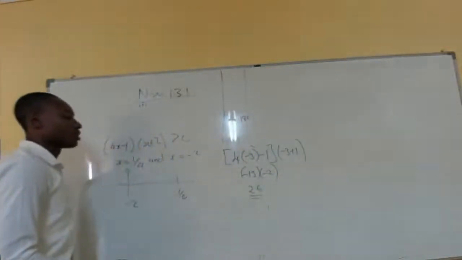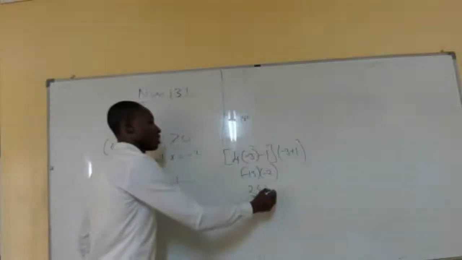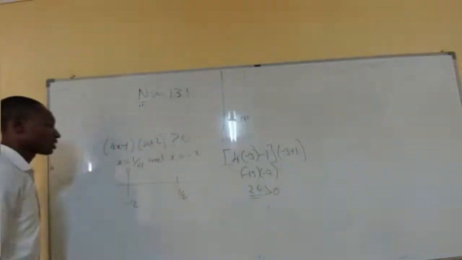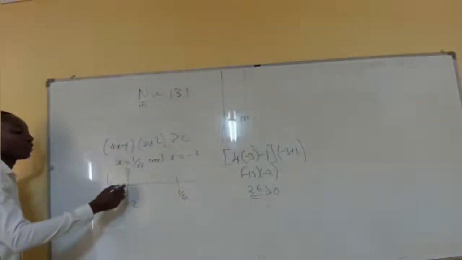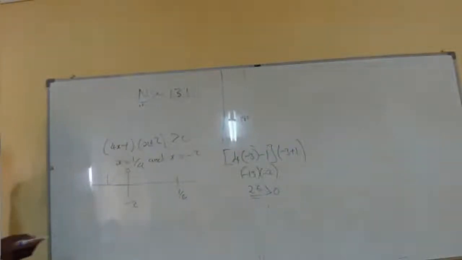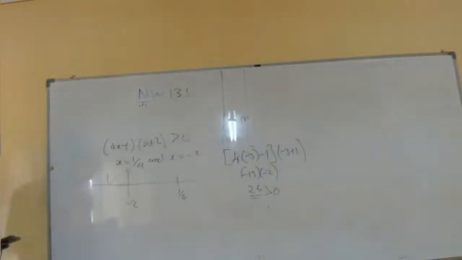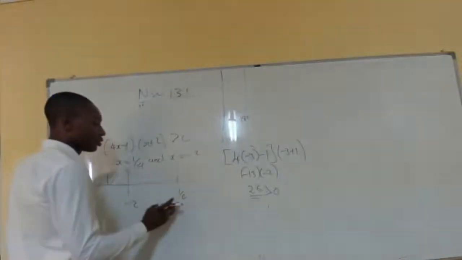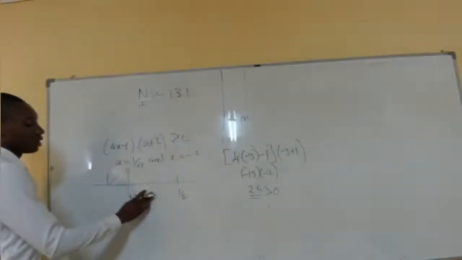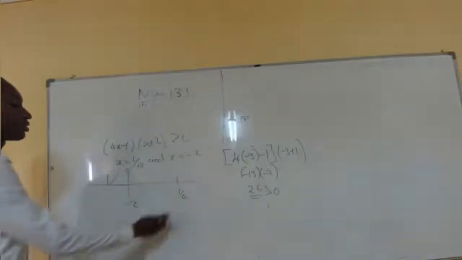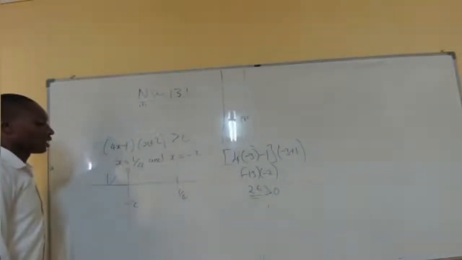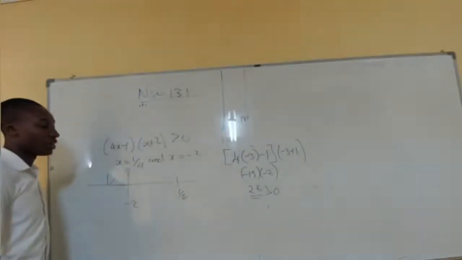Alright, so since positive 26 is greater than 0, it means that this part, every value here qualifies to be in the x. Okay, so every value beyond negative 2 is part of our solution. Alright, then we're going to test a number between negative 2 and 1 over 4. This is positive 1 over 4, so I can even use 0 in this case.